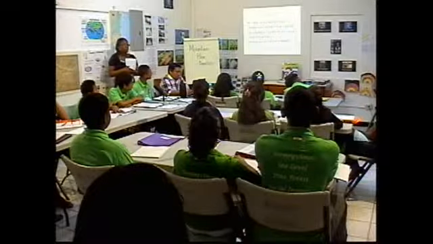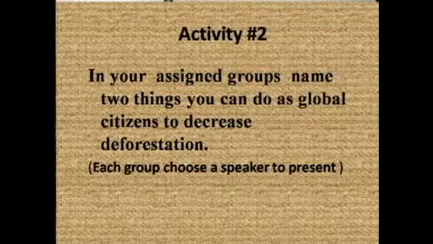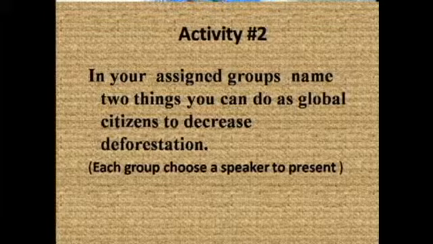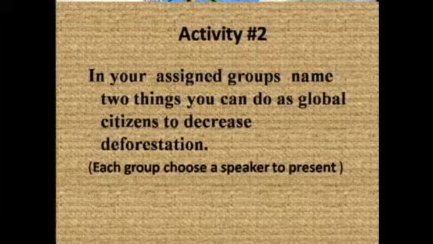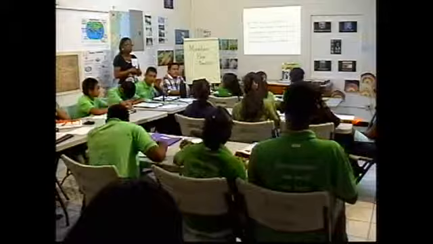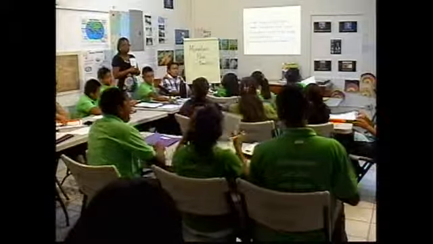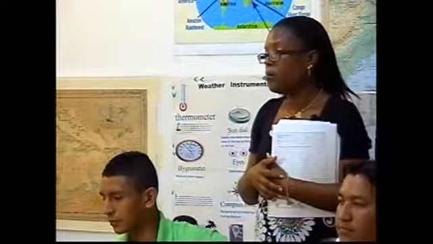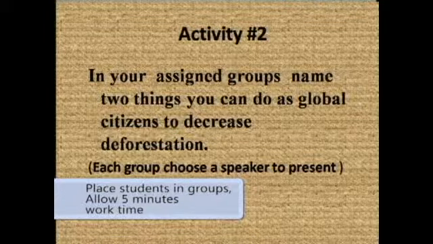Let's go to assignment number 2. In your assigned groups of 3s or 4s, name 2 things you can do as global citizens to decrease deforestation. Each group chooses a speaker to present their finding. Use the typing sheet you have in front of you and write your response there. Please remember to choose a person who will speak. I'll be coming around to each group.